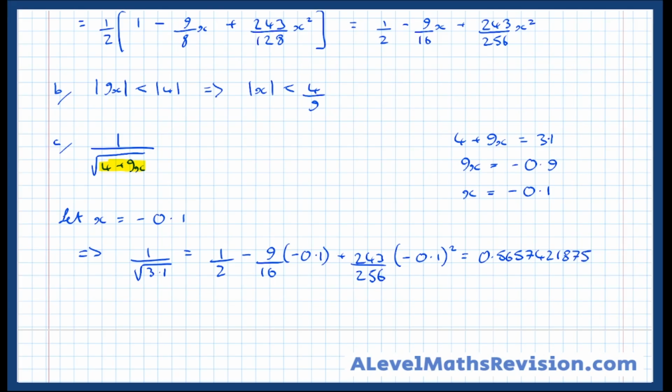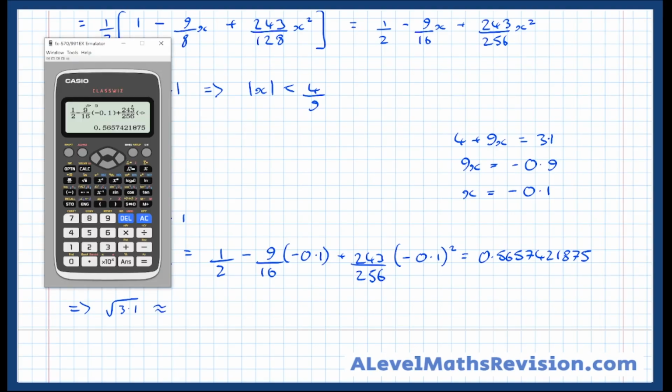So we've got 1 over root 3.1. 1 over root 3.1 equals that, which means the root of 3.1 is approximately equal to the reciprocal of that, which is 1.7676.